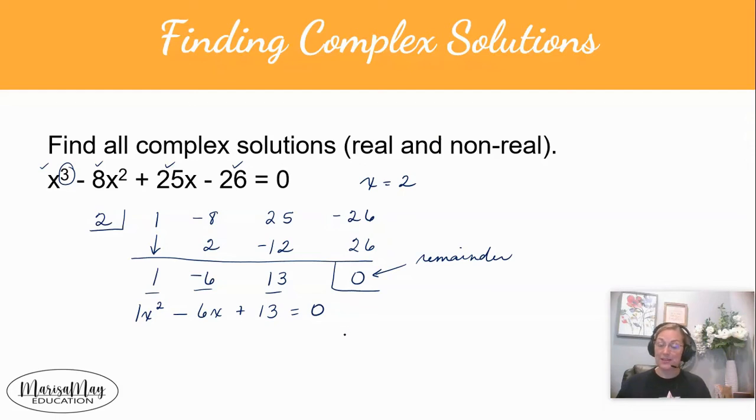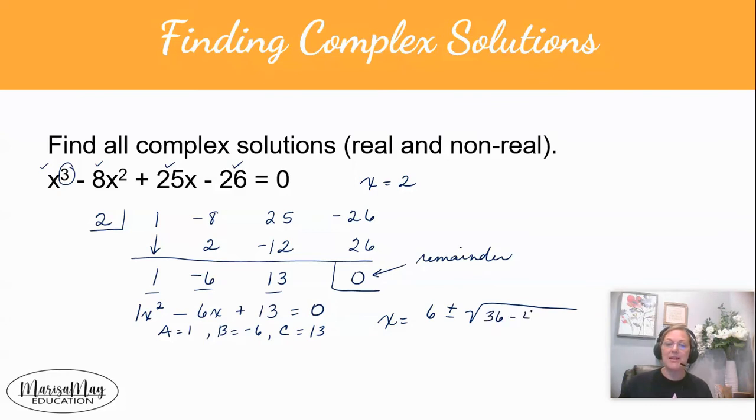Now I have a quadratic that I can solve using the quadratic formula. I notice that a is 1, b is -6, and c is 13. So let's put that in the quadratic formula. Negative b would be +6 plus or minus the square root of b squared, which would be 36 here, minus 4 times a times c, all divided by 2 times a. So I've got x equals 6 plus or minus, I've got 36 minus 52. That's going to give me a -16.